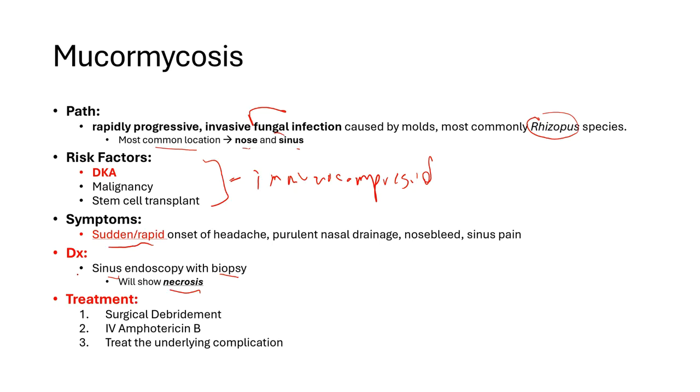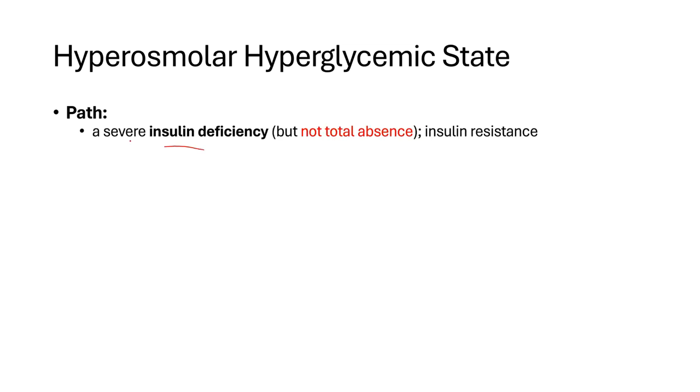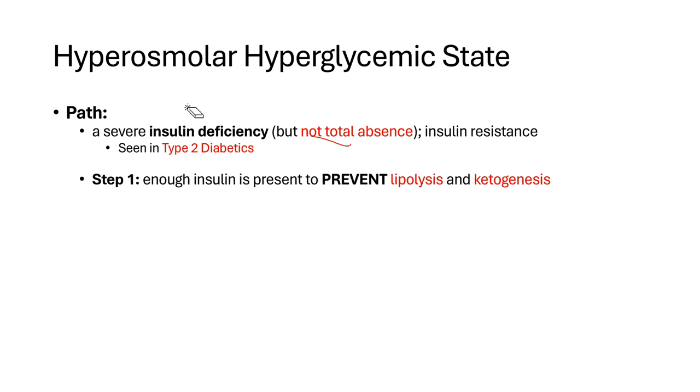We will now discuss HHS, or Hyperosmolar Hyperglycemic State, which we'll see should be very straightforward if you understand DKA. So the pathology here is going to be a deficiency in insulin, but not a total absence. Remember, DKA is due to an absolute loss of insulin production. This is typically seen in type 2 diabetics compared to type 1. So let's break this down into 4 steps. Step 1 is we have enough insulin present to prevent lipolysis and ketogenesis.